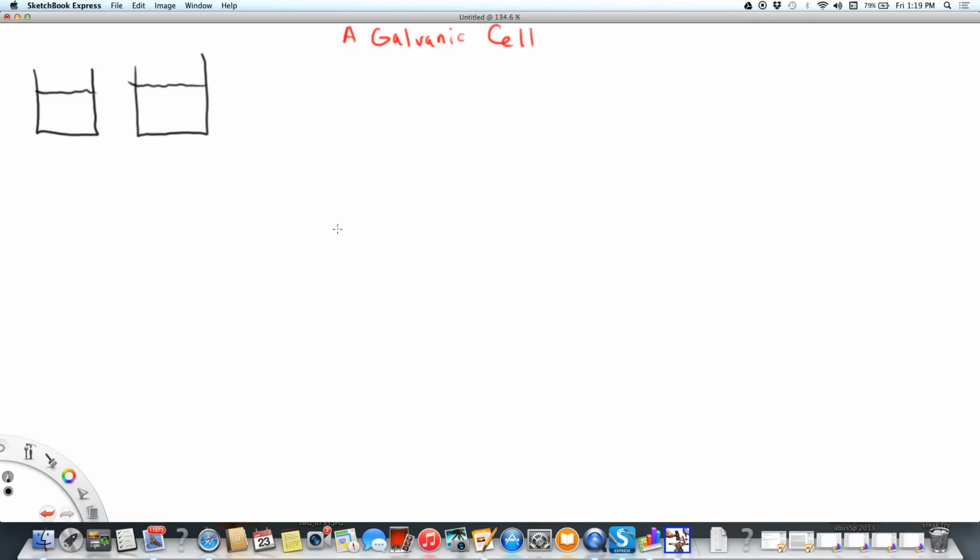Okay, we're going to look at a galvanic cell and understand the different parts and how it works. So here I have two beakers of a solution. In this beaker, let's say I have silver nitrate, and I'm just going to show the silver ions. And in this beaker, let's say I have magnesium nitrate, so I'm only going to show the magnesium ions. In this first beaker, I'm going to put a piece of magnesium. And in this beaker, I'm going to put a piece of silver.